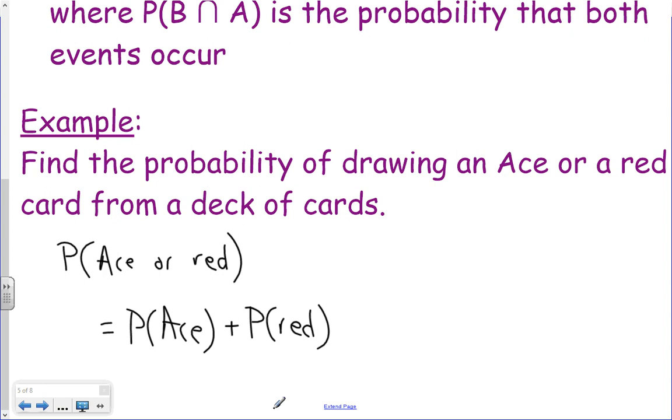In other words, are there any cards in the deck that are both an ace and a red card? Well, yeah, there are. There's the ace of hearts and the ace of diamonds. So I need to subtract out the probability of grabbing an ace and a red card. And that's because I've included that probability twice. When I calculated the probability of grabbing aces, I included that part of it. And when I calculated the probability of grabbing just red cards, I included that again. So we're subtracting it out because I counted that twice.